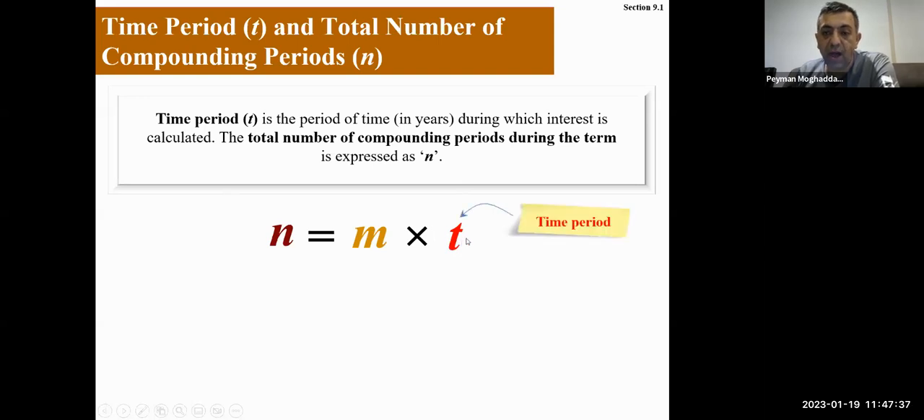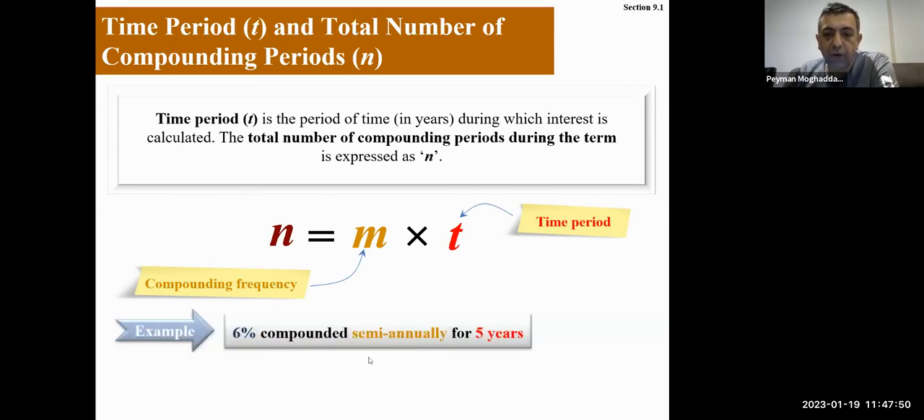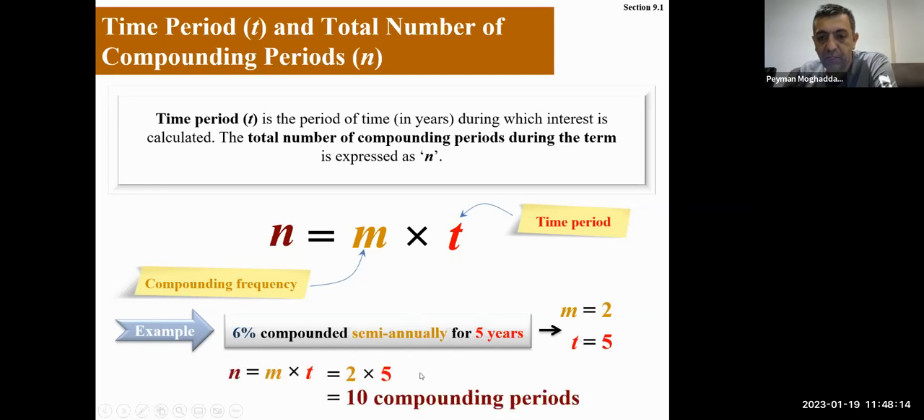Now we've learned how to calculate n and i, so we can use the equation: future value equals present value times (1 plus i) to the power of n. For example, if they say 6% compounded semi-annually for 5 years, then i is 6% divided by 2, because it's semi-annually and m is 2, so i is 3%. And n is 2 multiplied by 5, which is 10. You understand it? So n is m, the compounding frequency, multiplied by time in years.